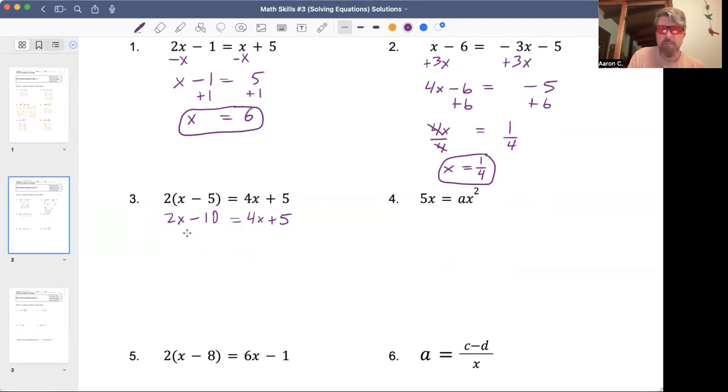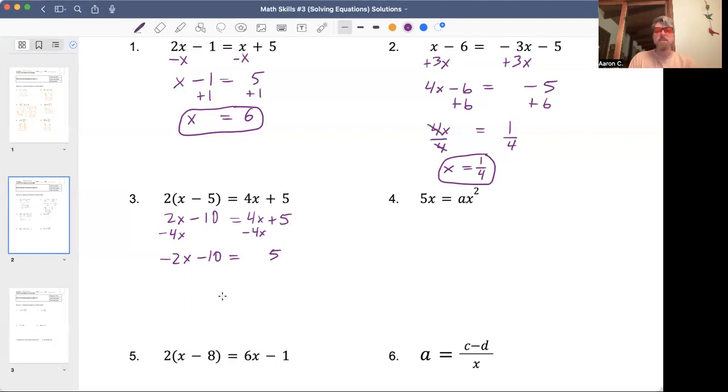So here we have that. Now we can do this on either side. We can either subtract 4x from both sides, or we can subtract 2x from both sides. Either way, it's going to come out the same. So I'll just do minus 4x from both sides, I guess. You could try it the other way and make sure that it comes out the same. Okay, so there it is. So now on this side, 2x minus 4x is negative 2x minus 10. Then we have our 4x minus 4x, it's 0, and we have our 5.